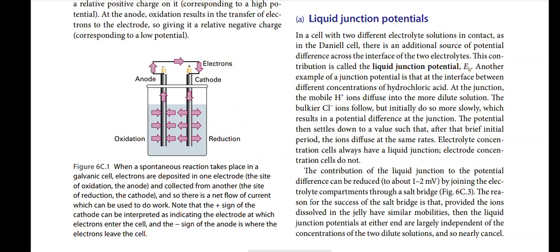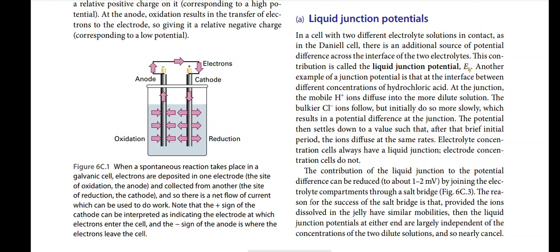At the junction, the mobile H+ ions diffuse into the more dilute solution. The bulkier Cl- ions follow, but initially do so more slowly, which results in a potential difference at the junction. The potential then settles down to a value such that after that brief initial period, the ions diffuse at the same rates. Electrolyte concentration cells always have a liquid junction. Electrode concentration cells do not.